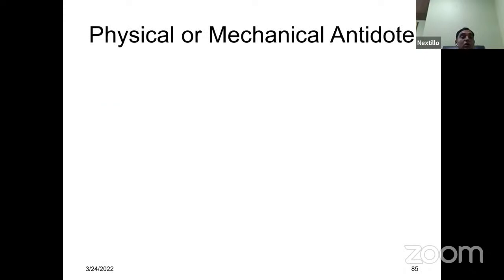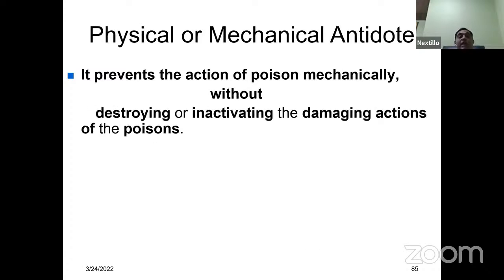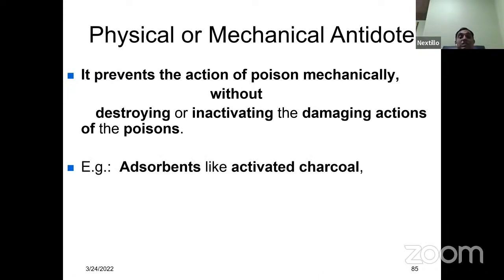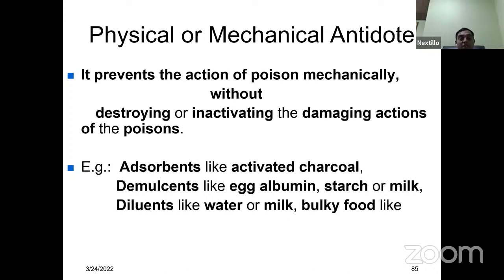A physical or mechanical antidote prevents the action of poisons mechanically, without destroying or inactivating the damaging actions of the poisons. Examples are adsorbents like activated charcoal; emulsions like albumin, starch, or milk; and diluents like water, milk, or bulky food like boiled rice or vegetables. These are all the physical or mechanical antidotes.